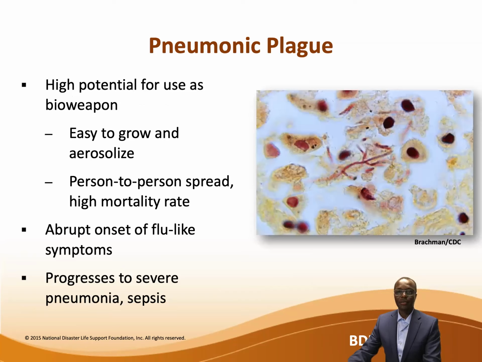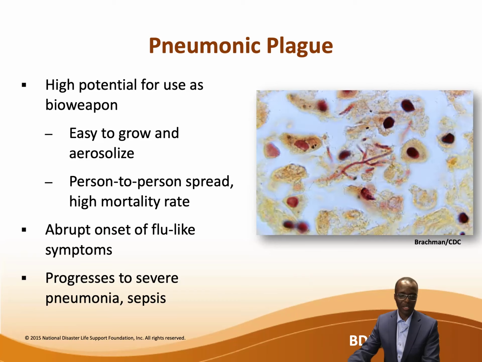Pneumonic plague. Pneumonic plague is caused by the bacterium Yersinia pestis. Plague is endemic throughout the world with multiple animal reservoirs. Did you know that the major reservoir for plague in the United States is the prairie dog?